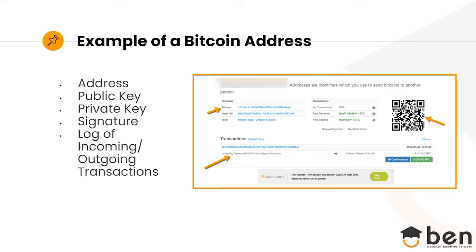On the right is a picture of a Bitcoin blockchain explorer. The arrow on the top left represents the public key, which is commonly referred to as the address. The arrow on the bottom represents the transaction log. Using a Bitcoin block explorer, people can see which transactions went in and went out of your public key. This ensures transparency and accountability.